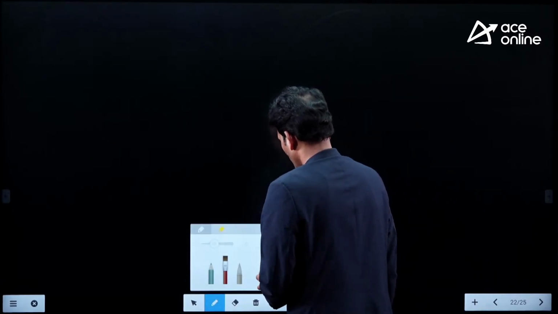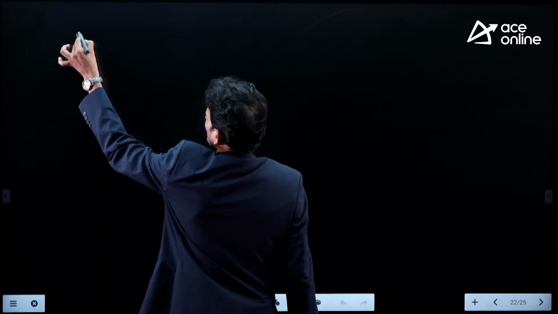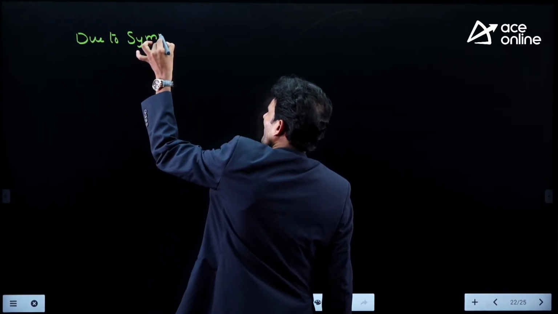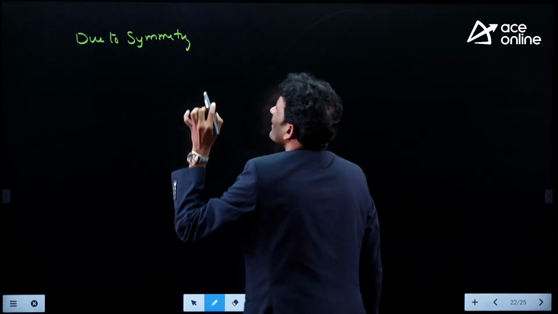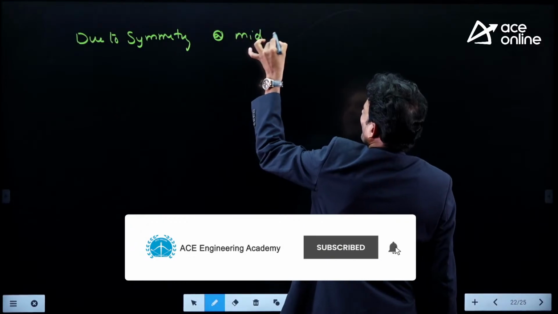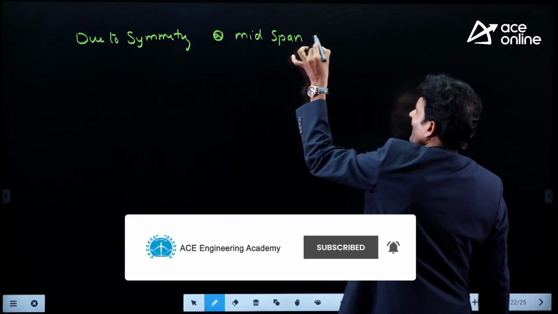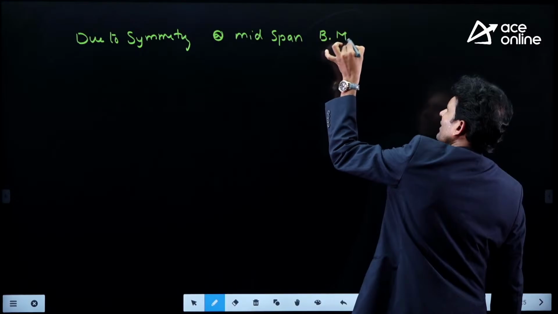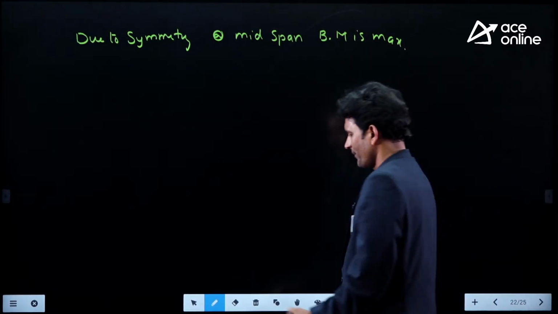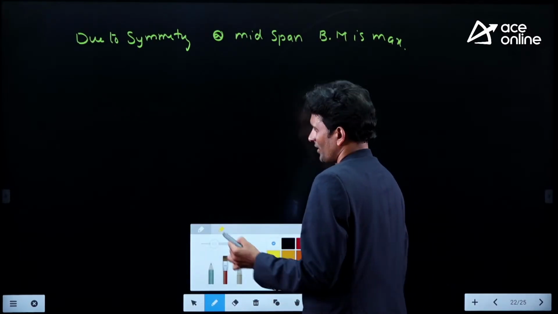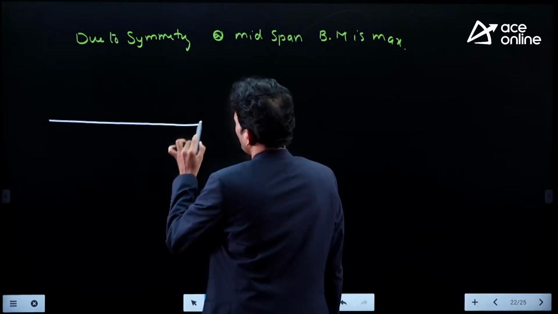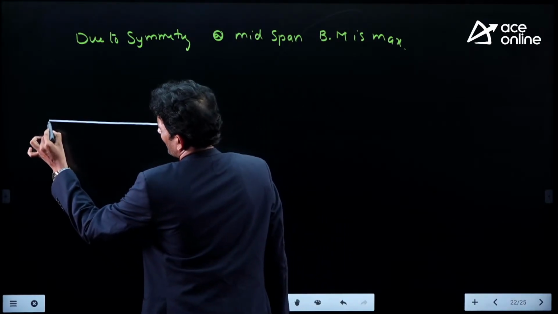Due to symmetry, as we know, at midspan the bending moment is maximum. So you try to find the bending moment at point C. Now, let me reproduce the beam. This is the beam we are having.